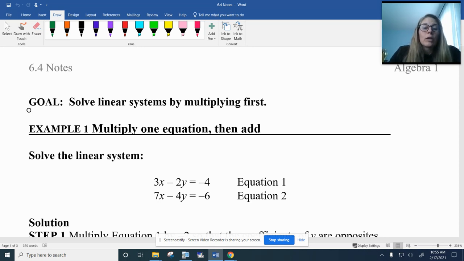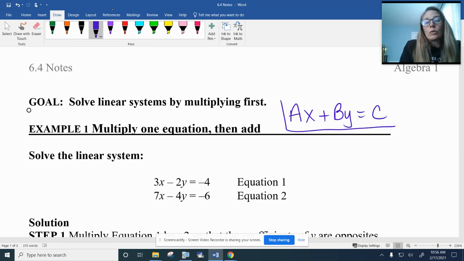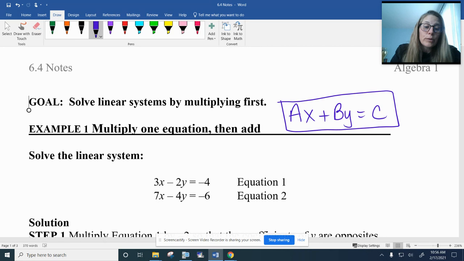Today, however, we're going to look at some equations where we might need to multiply one of the equations or both of the equations by a number or some value to get the variables to cancel. Just as a reminder, we want to make sure that all of our equations are in standard form before we attempt to cancel out any variables.